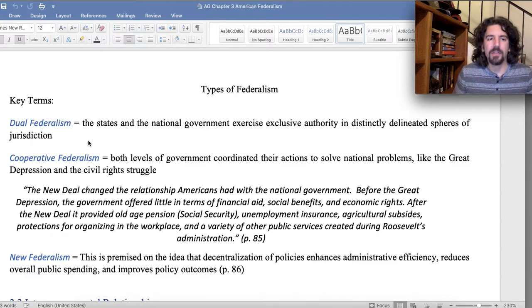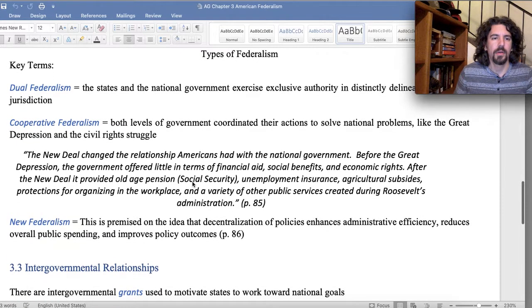Then later on we get this idea of cooperative federalism. So both levels of government coordinate their actions to solve national problems like the Great Depression. I should have a video now that I'll post that you can watch from a movie.